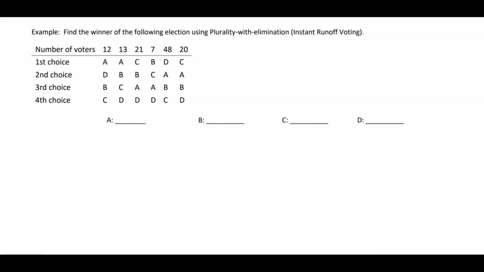Okay, so here we have a preference schedule, and we have first place. So, for example, this right here represents 12 votes. In these 12 votes, people had A as first, D as second, B as third, and C as fourth. The next column represents 13 people voting in this method. 21 people voting C, B, A, D, etc.